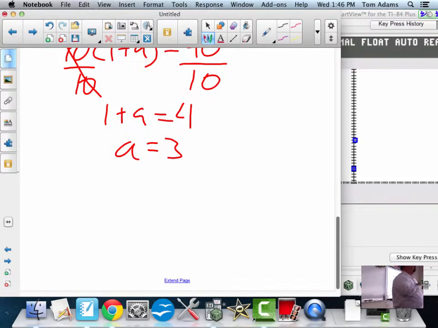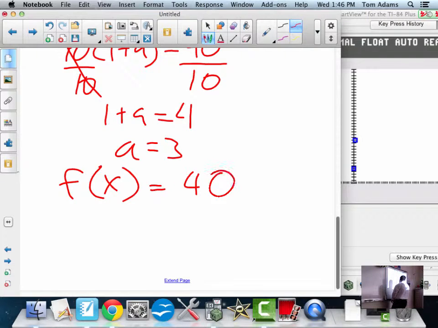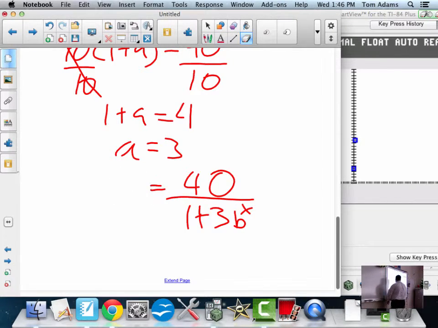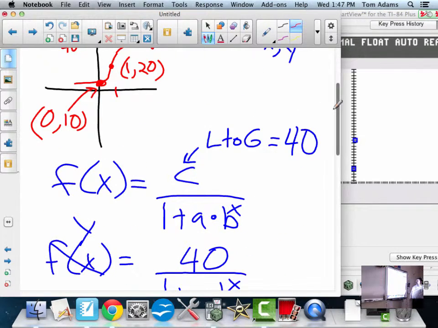So we found C, we found A. What do we need next? B. So let's plug in and see what we have. Right now, as it stands, we have f of x is equal to 40 over 1 plus 3 times b raised to the x, right? I could probably solve this. Oh, instead of f of x, can't we think of f of x as something like this? I could probably solve this equation if I had a point that was on the line. Wait a minute. The book, for some weird reason, gave us a point that was on the curve.